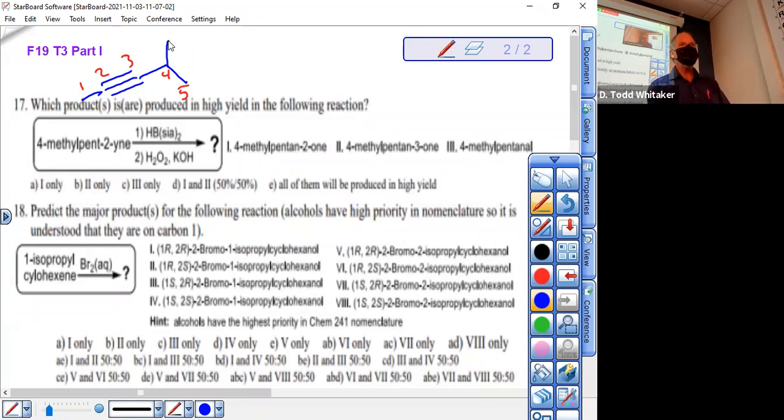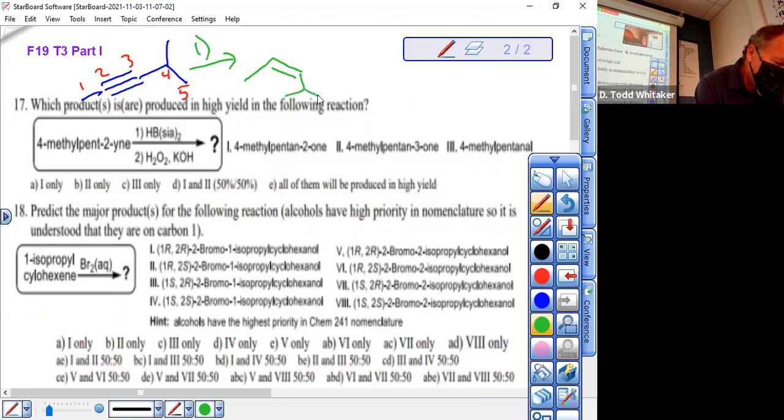Step 1 puts an H on one of the carbons, usually the more electronegative carbon, because B, boron, is less electronegative. But this is an internal alkyne. You're going to get a 50-50 mixture of enols in step 1. This is not the answer to the question. This is what you get after step 1, a 50-50 mixture of these two products. Yes, they look the same now because I haven't put the new stuff on there.